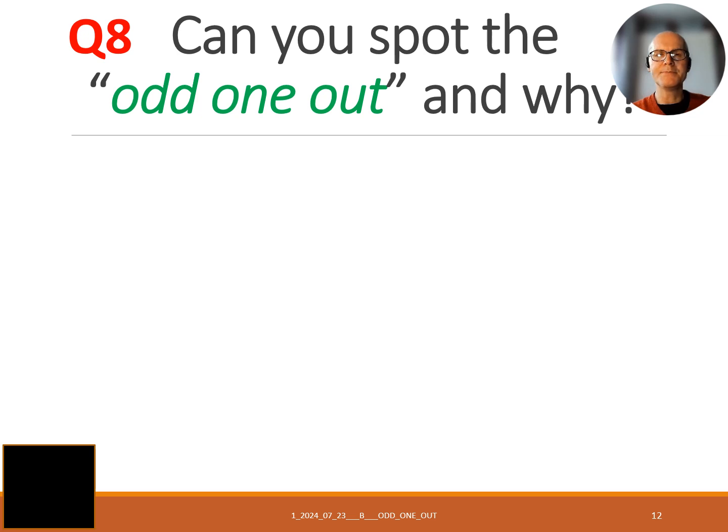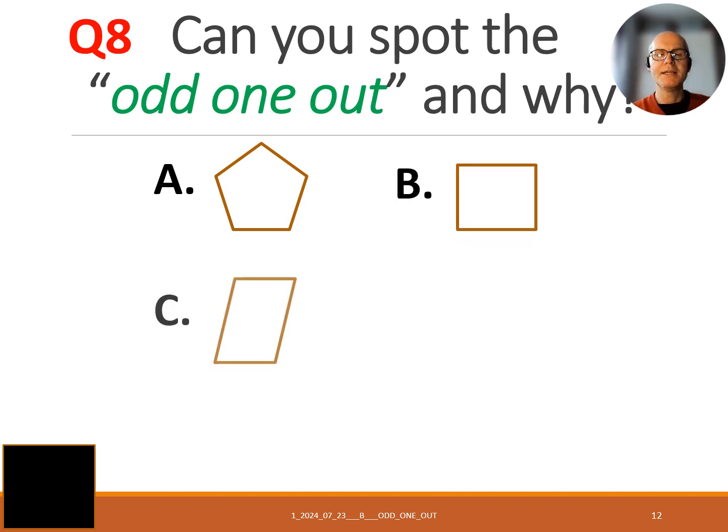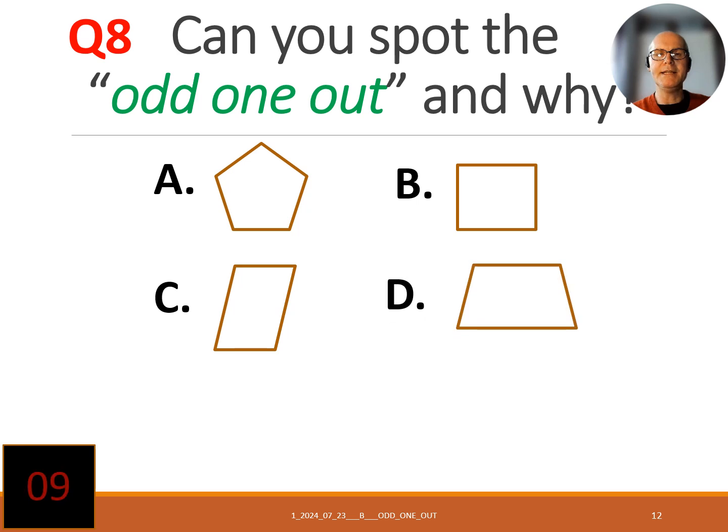Question 8. A. This shape. B. This shape. C. This shape. And D. This shape. What's the odd one out of these 4 shapes?